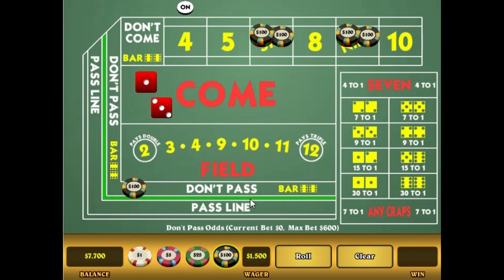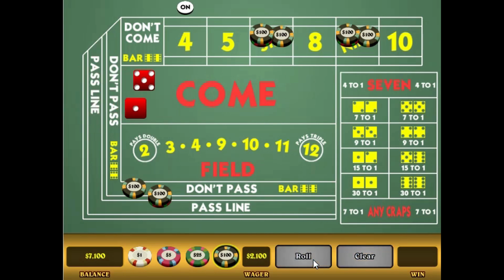And there's a 4, so I'm going to back up that don't pass bet with 6x odds. And now I've got money on 3 numbers again, the 4, the 6, and the 9. So I do nothing but roll the dice and hope for a 7. All right, there's a 9, so I just lost more money.